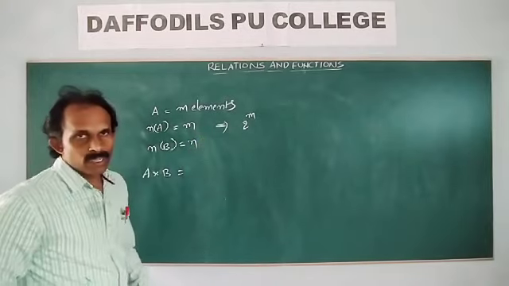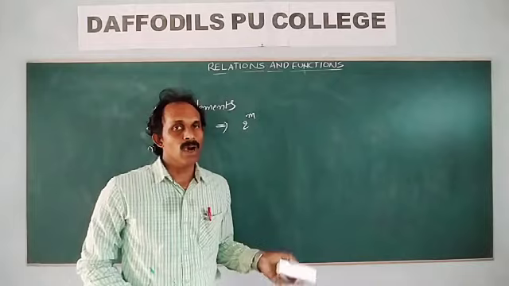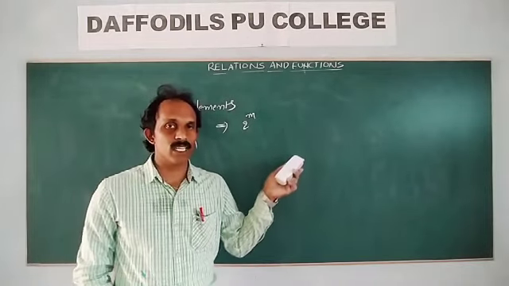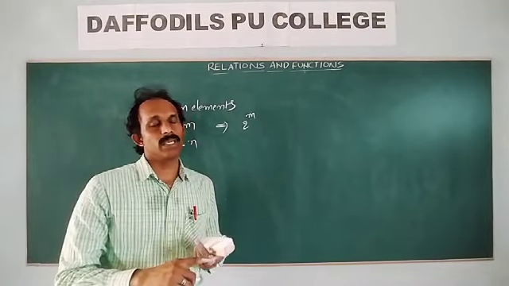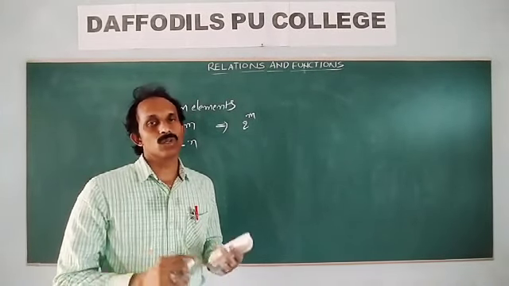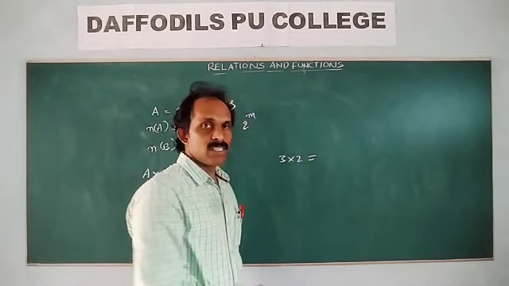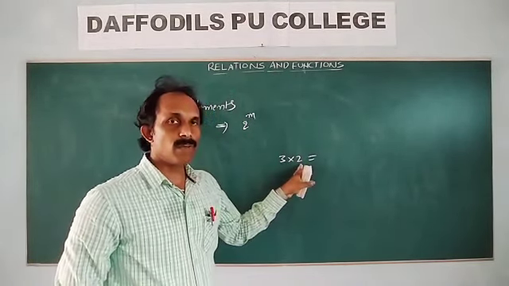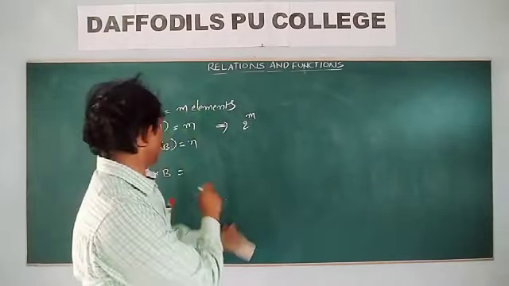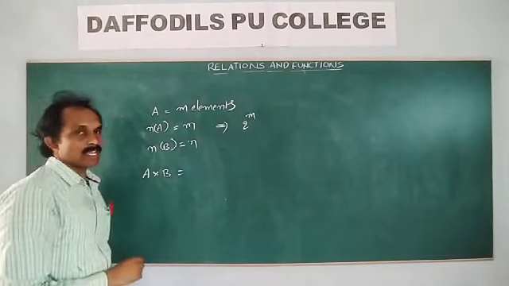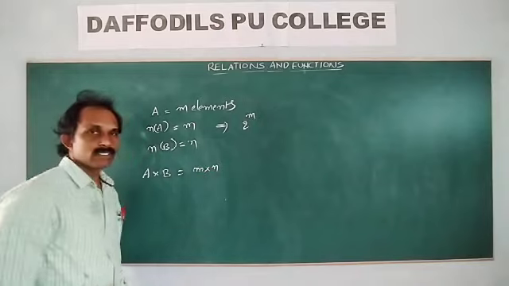Suppose, as in the previous example, set A is equal to {1, 2, 3} and set B is equal to {a, b}. How many ordered pairs are listed? 1a, 1b, 2a, 2b, 3a, 3b. So the total is 6. How? 3 into 2, the number of elements in the first set times the number of elements in the second set. So like that, the number of elements in the Cartesian product A cross B is equal to M times N.